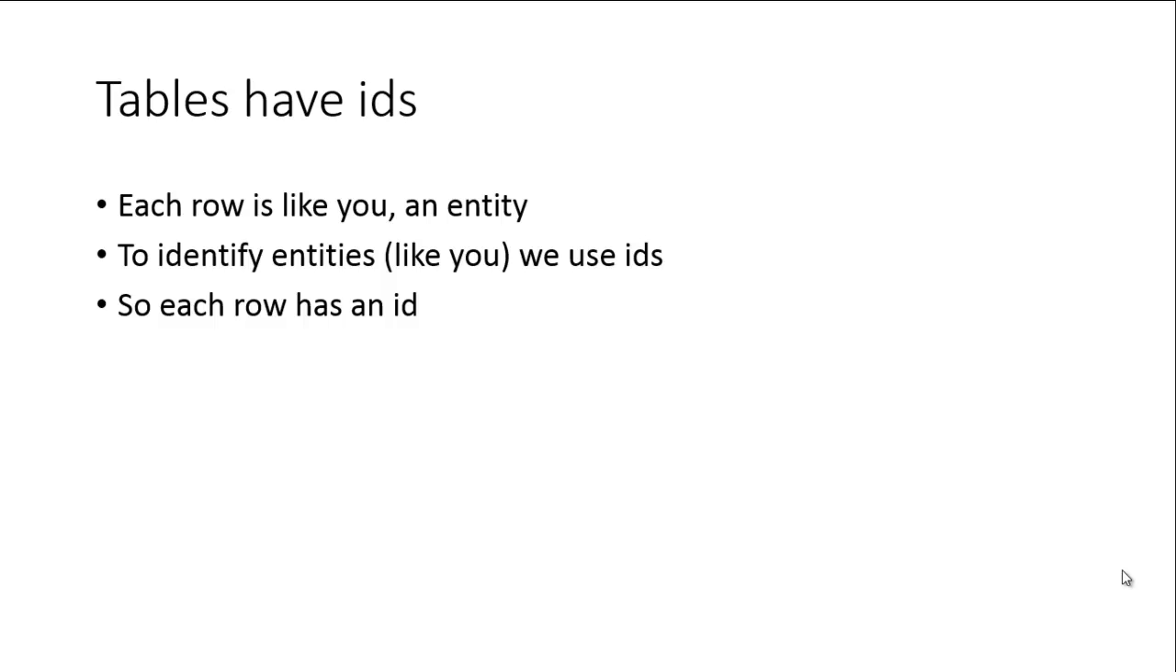Okay, next thing. Tables have IDs. In fact, each row of each table has an ID. Each row, like each task, is an entity. It's a thing. And to identify entities in this world, we use IDs. So each row in a database has an ID.